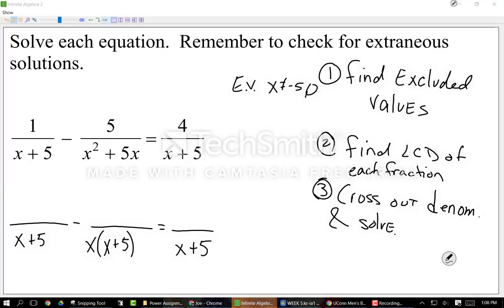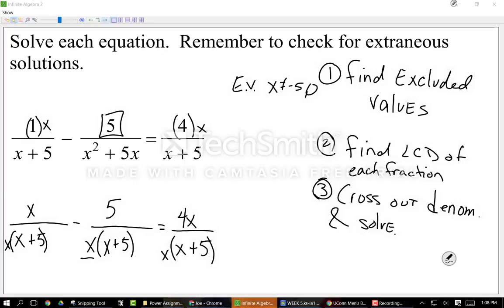Now, what do I need? I need a common denominator. The only differences I have is this one contains an x. The last fraction doesn't, and the first fraction doesn't. So I have to add it in there. When I multiply it in the bottom, I have to multiply the top. So 1 times x, x. 4 times x, 4x. This 5 I did not change because my denominator didn't change.